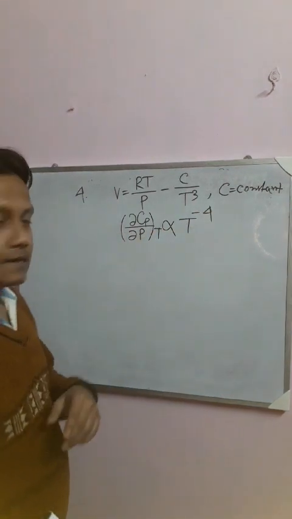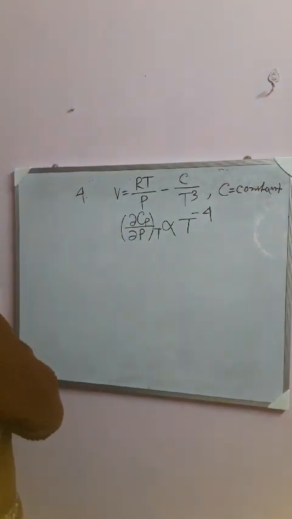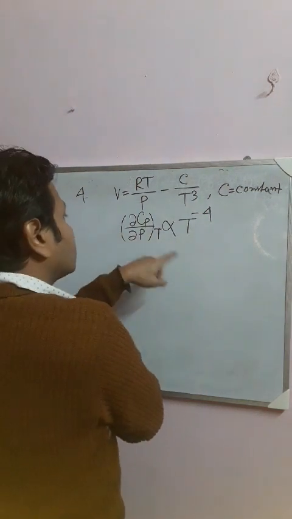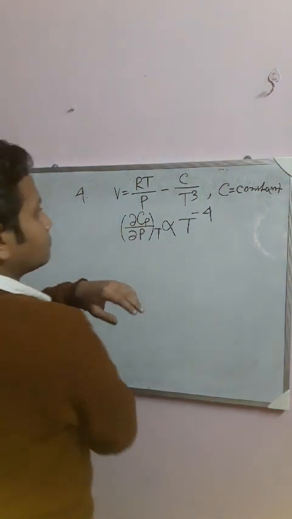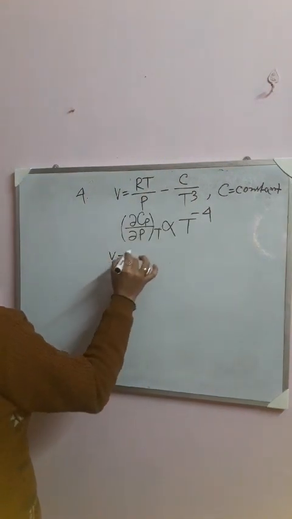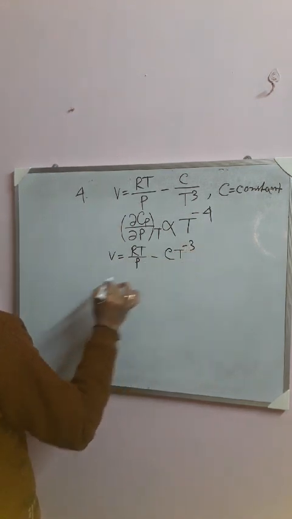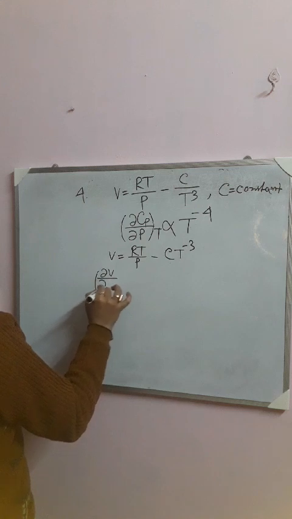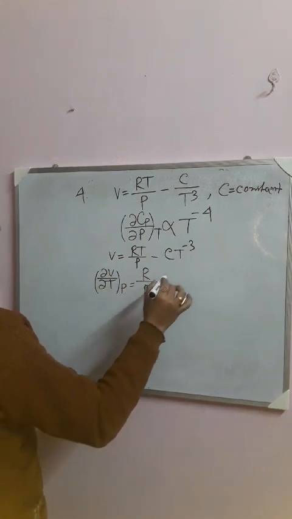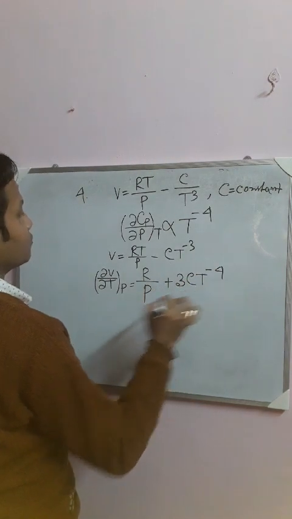We have to show this given that V equals RT by P minus C by T cubed, where C is constant, and that del Cp del P at constant temperature is proportional to T to the power minus 4. Okay, so simple. Just write it: RT by P minus C into T to the power minus 3. So what will be my del V del T at constant pressure? This becomes R by P, and this becomes plus 3C into T to the power minus 4.